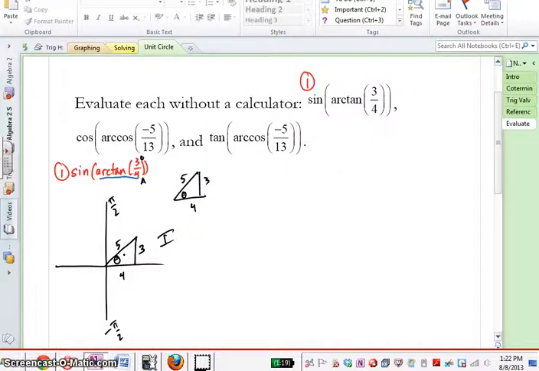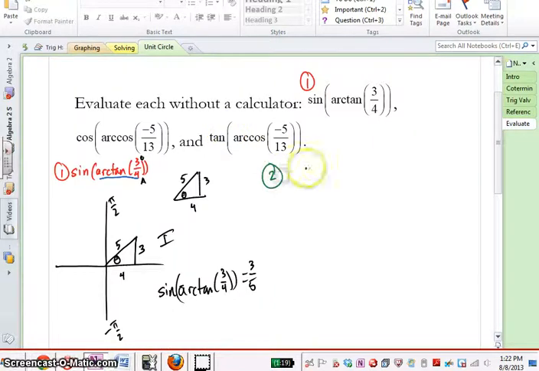Now I just have to say, well, what is sine of that angle? Sine of that angle is opposite over hypotenuse. So 3/5. We can apply this idea to any type of problem in this situation.